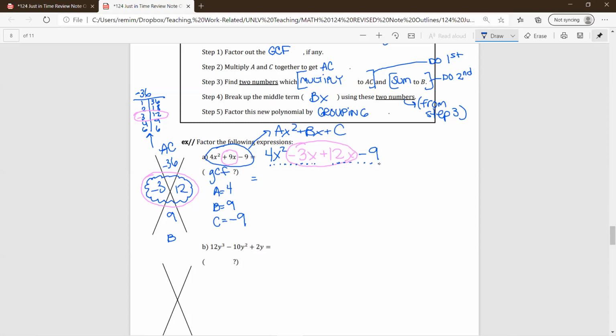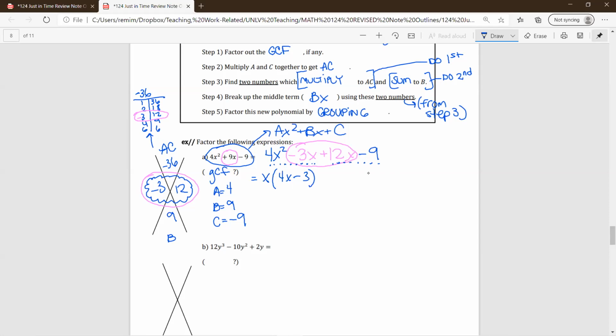I'm going to look at the first 2 terms and ask myself, do they have anything in common? Yes, they have an x in common. Put parentheses, because I'm factoring out that GCF. If we take an x out of this first term, we're going to be left with 4x, and then don't forget this minus. If we take an x out of this term here, the x divides out, and we're just left with that minus 3. Close it off.